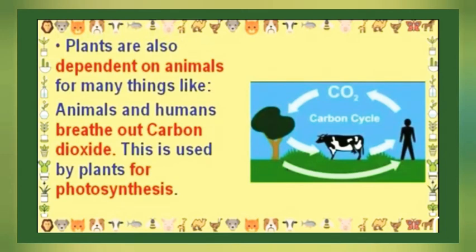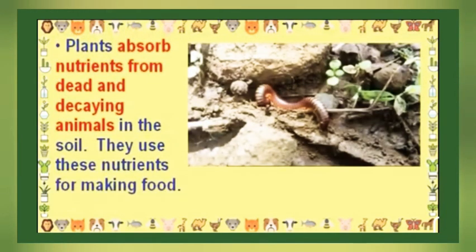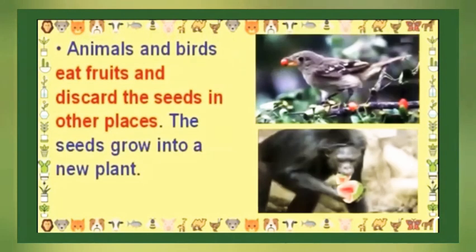Plants are also dependent on animals for many things. Animals and humans breathe out carbon dioxide. This is used by plants for photosynthesis. Plants absorb nutrients from dead and decaying animals in the soil. They use these nutrients for making food. Animals and birds eat fruits and discard the seeds in other places. The seeds grow into a new plant.